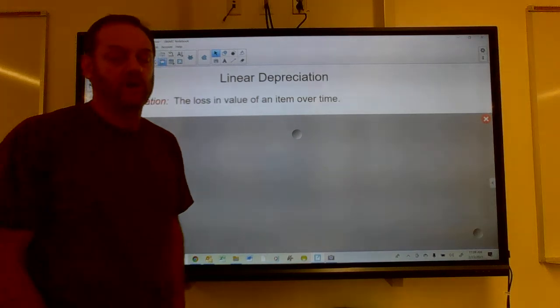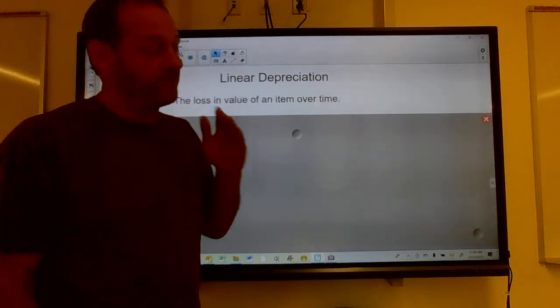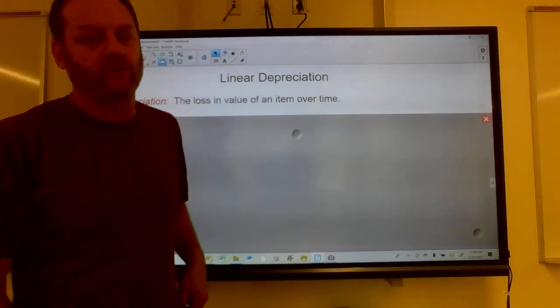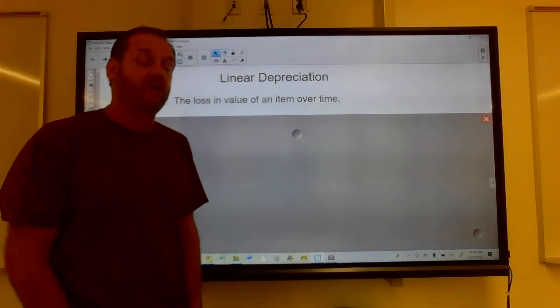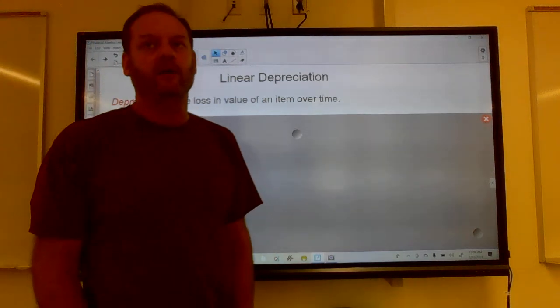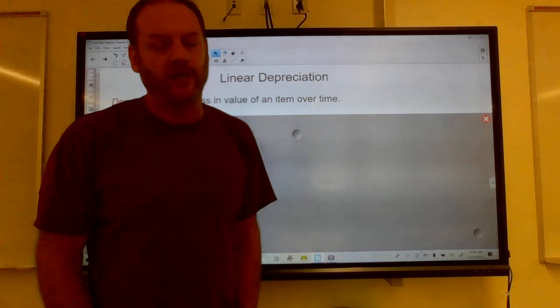Okay, and things depreciate in different ways. I mean, they can depreciate in curves, they can depreciate in straight lines. It depends on what you're doing and what the item is. Even your house depreciates. But your house also appreciates sometimes.